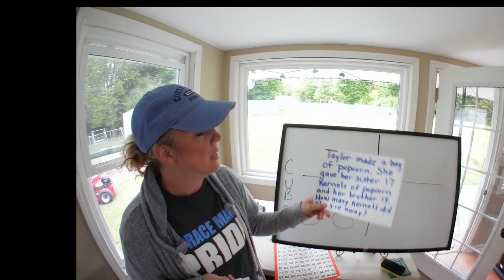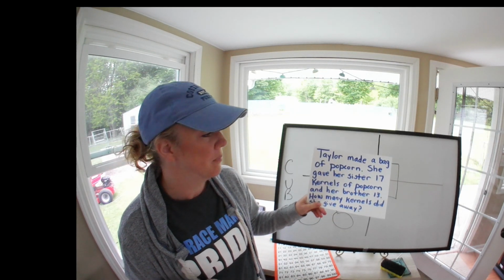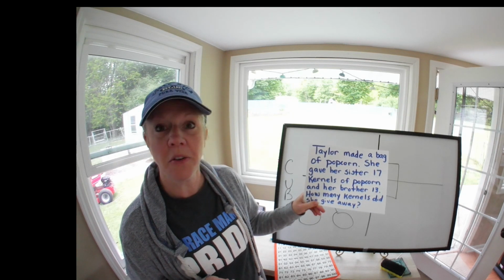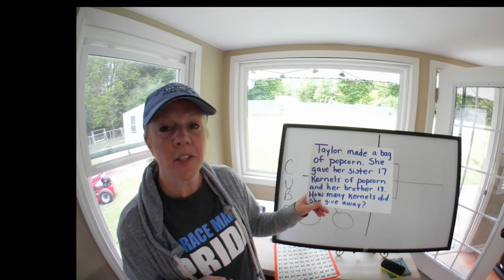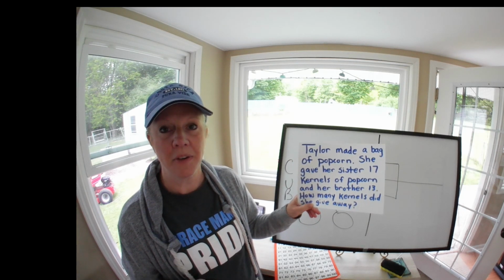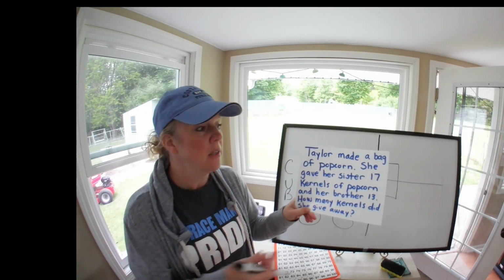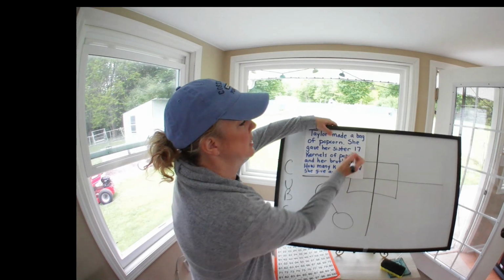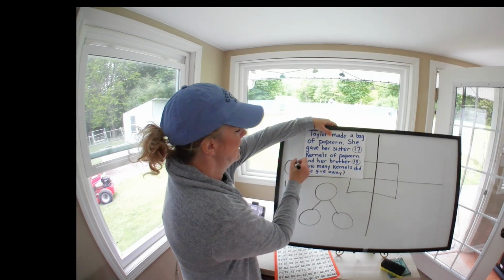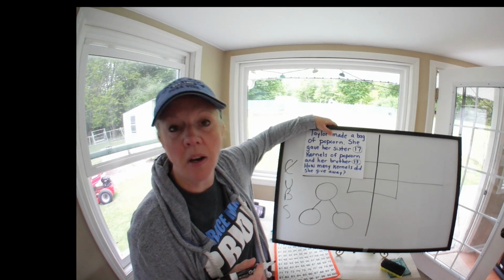Here we go. Taylor made a bag of popcorn. She gave her sister 17 kernels of popcorn and her brother 13. How many kernels did she give away? So this one I tried to make a little tricky for you, and I'm going to explain to you why. The first thing that we're going to do is circle our numbers. We're going to circle the 17 and we're going to circle the 13. And we can go ahead and cross out our C.